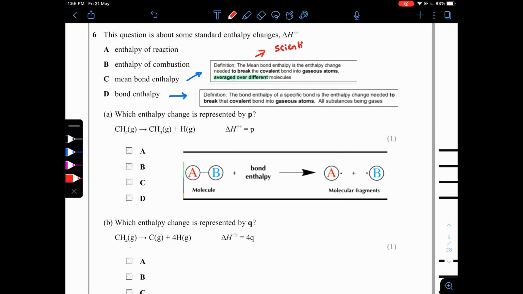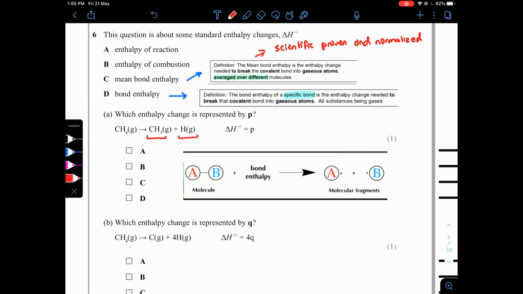These ones are scientifically proven and normalized. The next one, bond enthalpy, is to do with specific bonds, really important. Okay, so we're only talking about a specific bond, not an average, not just any bond. It's just the specific bond. Okay, so which enthalpy change is represented by P? So we have methane here that splits up into CH3 and H gas on its own.